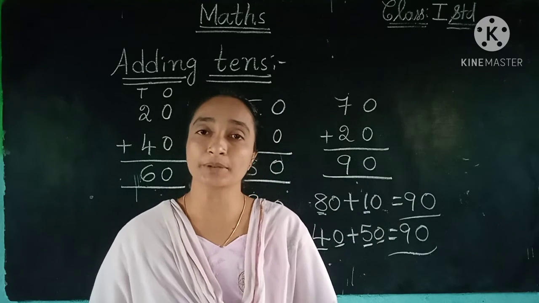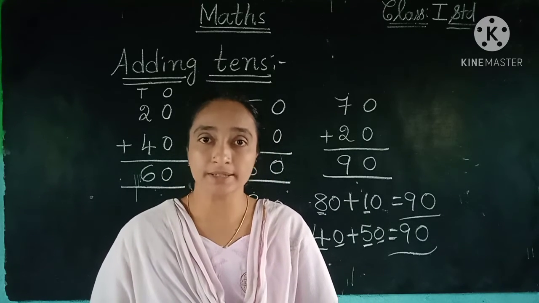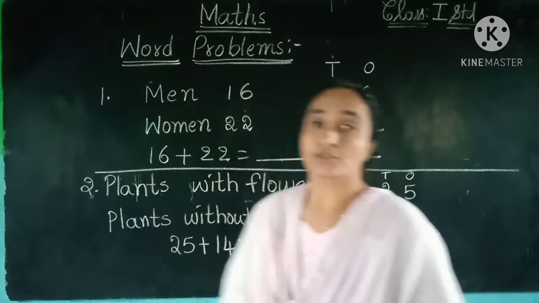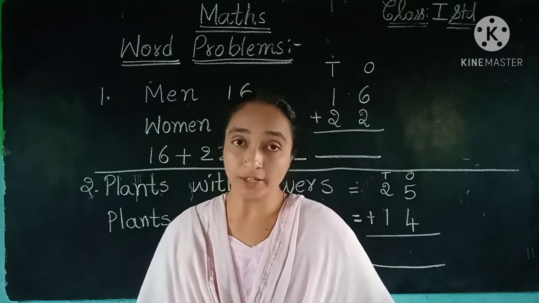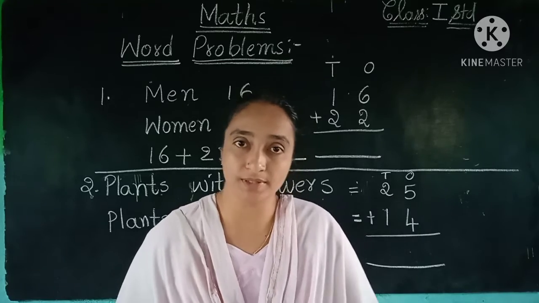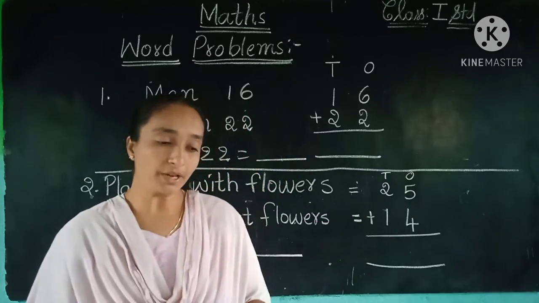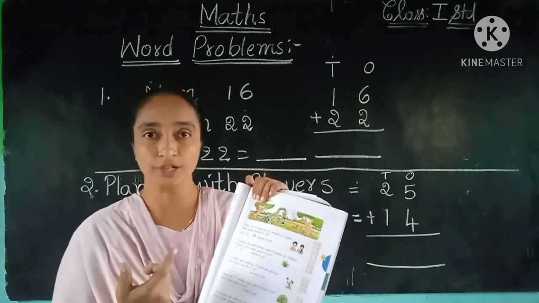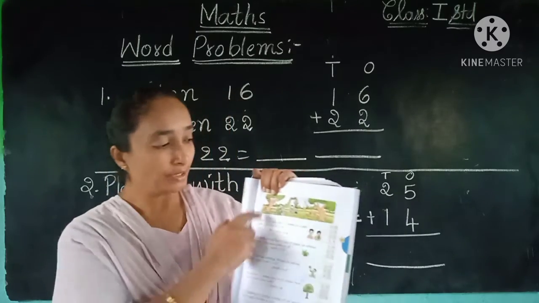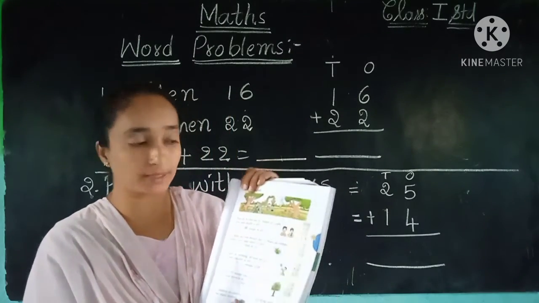So this also you can complete in your textbook itself. Let us see now. So children, let us see the next page, page number 147, word problems. So here we have the word problems, children. Before starting the first sum, here they have given one picture for us.